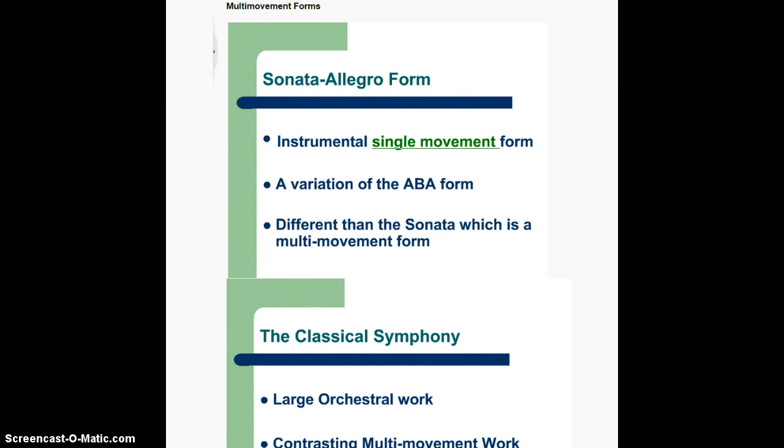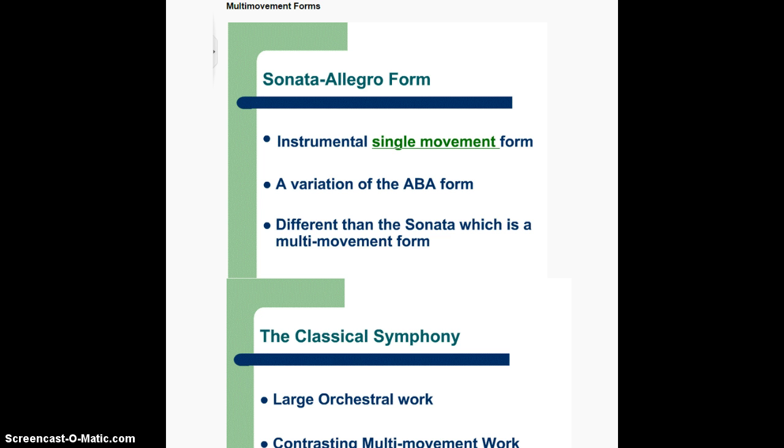Sonata is a term that the Italians used long ago to make people understand that it wasn't a cantata, which is sung. Sonata in Italian really means sound, so these are instrumental works. The Sonata Allegro is a single movement form, but it's going to be the first movement of some of those larger forms. Got that?